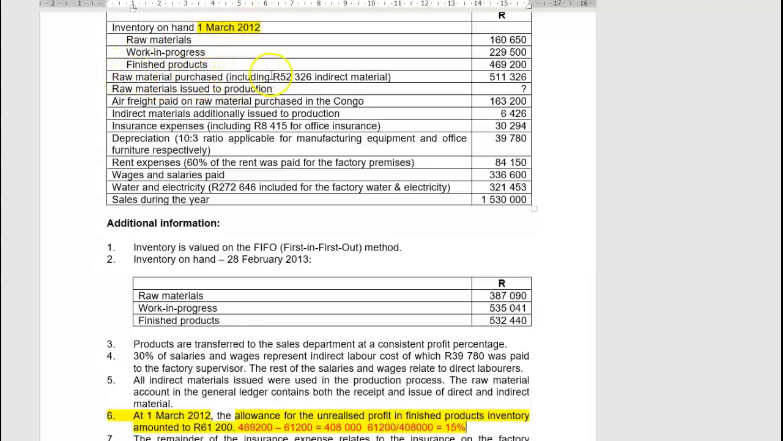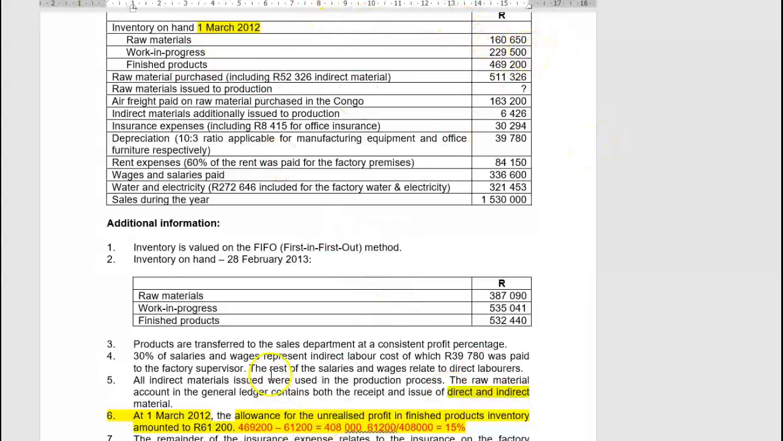Raw materials purchased including 52,326. Now number 5 said all indirect materials issued were used in the production process. So that means all indirect materials have something to do with the production and all form part of the production cost. They also tell us that the raw material account in the general ledger contains both the receipt and issue of direct and indirect materials. So it's a combined account.